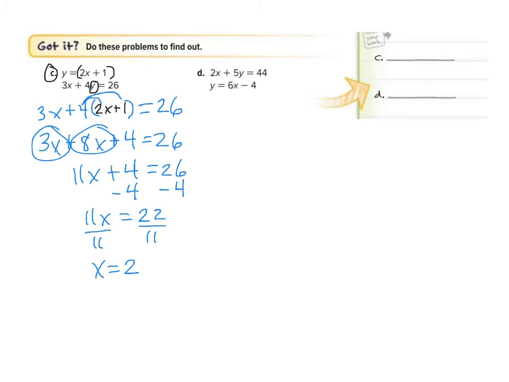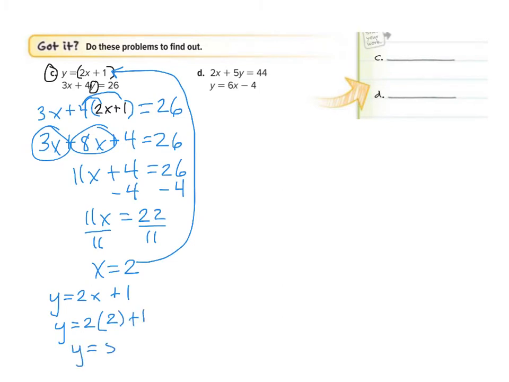Now we have to put that back into this equation. y equals 2x plus 1. Substitute in a 2 for that x. So y equals 2 times 2 plus 1. y equals 5. So when x equals 2, y equals 5. So my ordered pair answer for this problem is (2, 5). And I can write that on my line above, (2, 5).